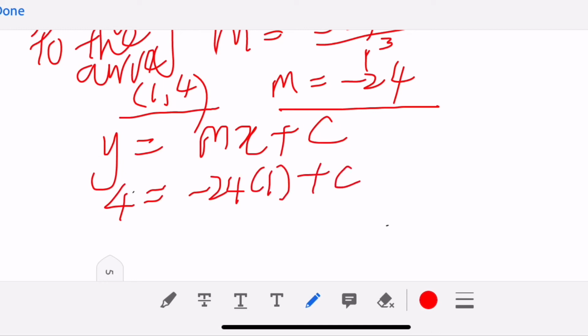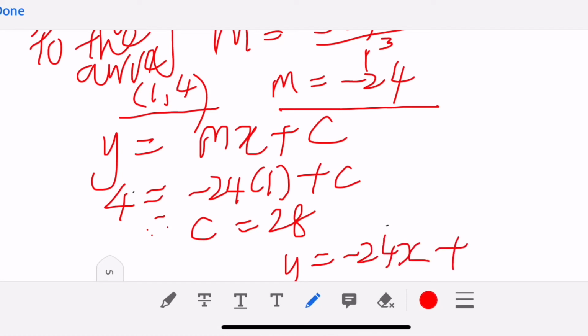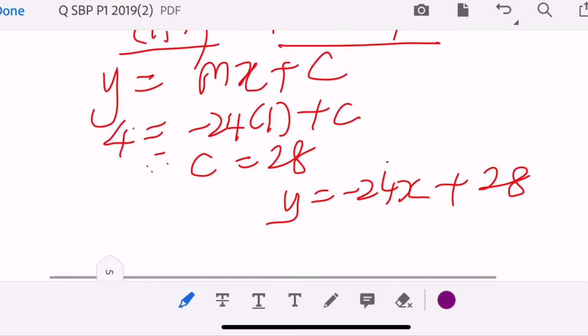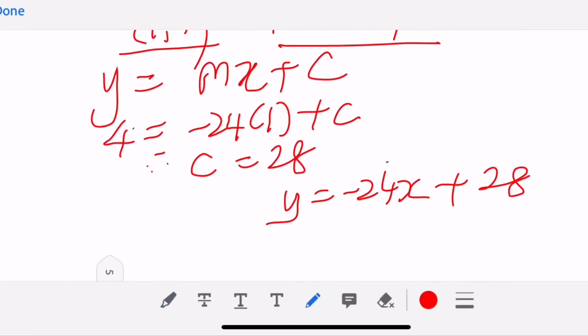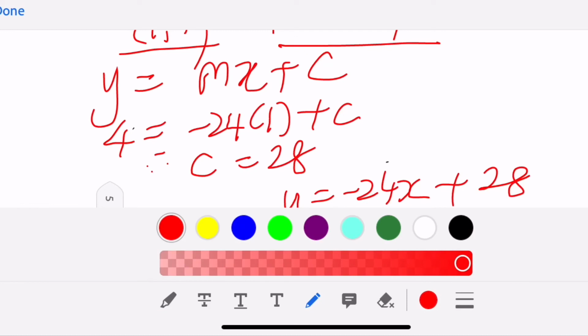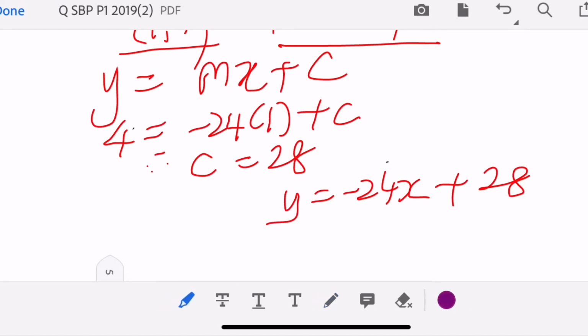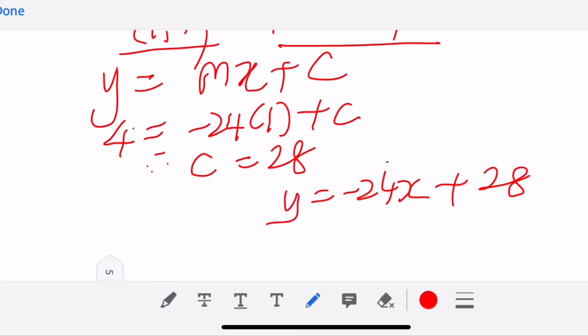So in order to find the c, we will write y equals mx plus c. I think many of you have no problem because your maths is good. So you substitute the y, you substitute the gradient, substitute the x, you substitute the point, and then you solve to find your c. And then you notice that your c is 28. Okay, after you get the c, you rewrite the equation. y equals negative 24x plus 28. This is the equation of the tangent.